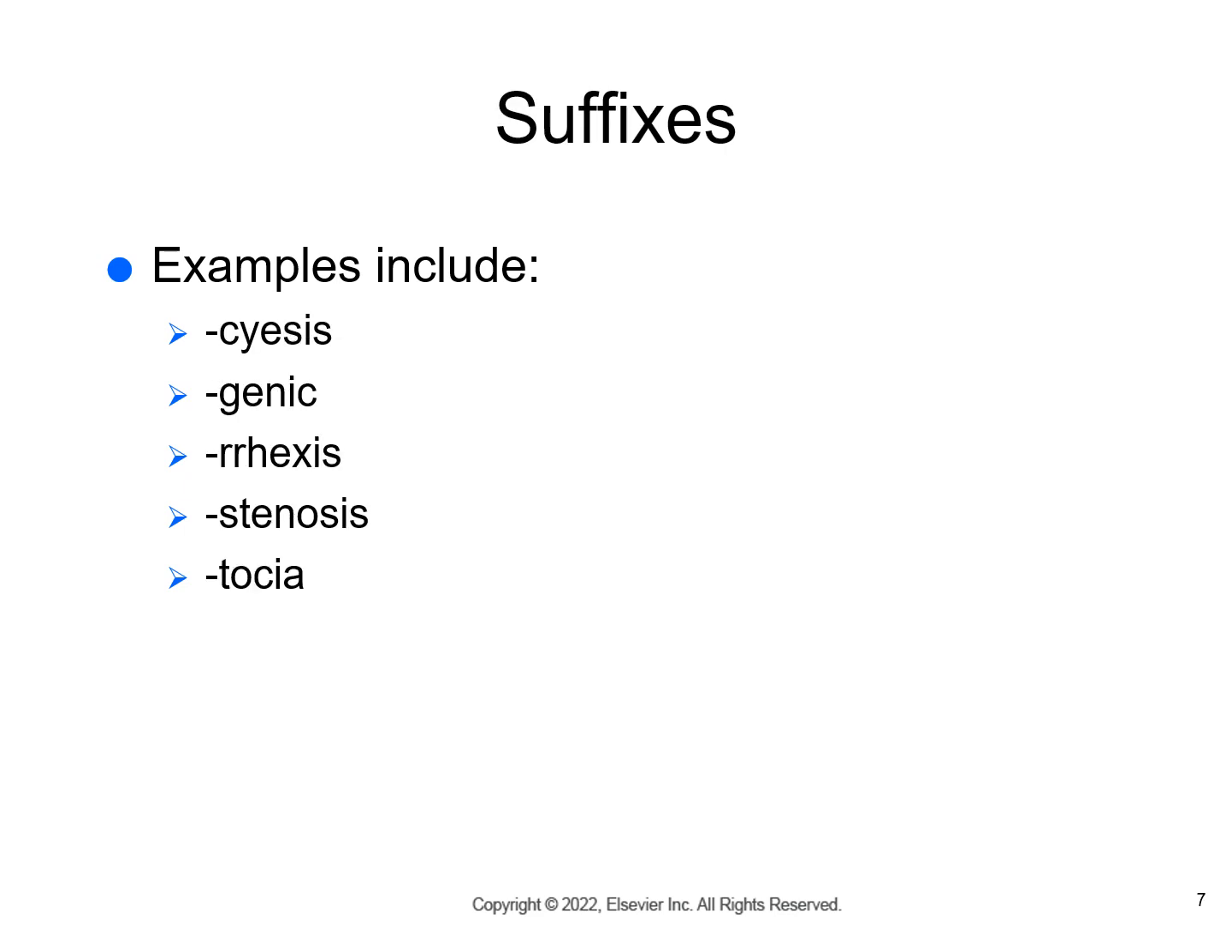We have a few new suffixes as well. Cyesis means relating to pregnancy. Genic is originating or causing. Rhexis is the rupture of. Stenosis is a narrowing. And tocia means birth or labor.